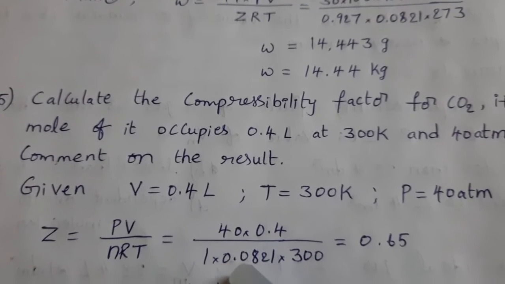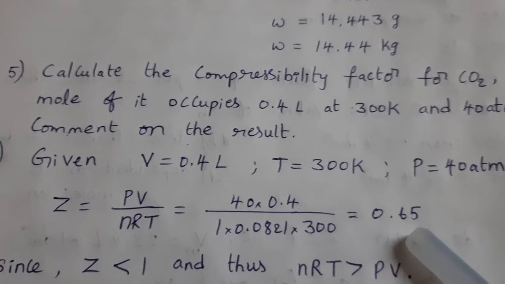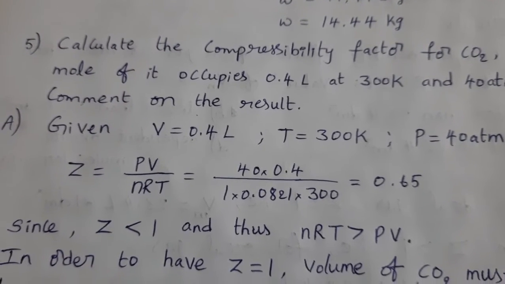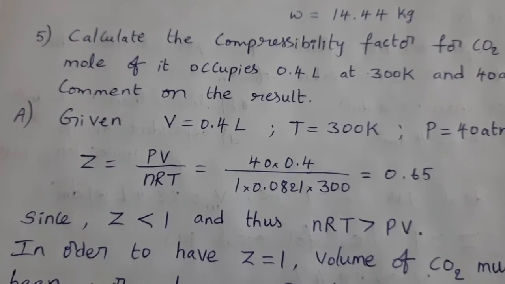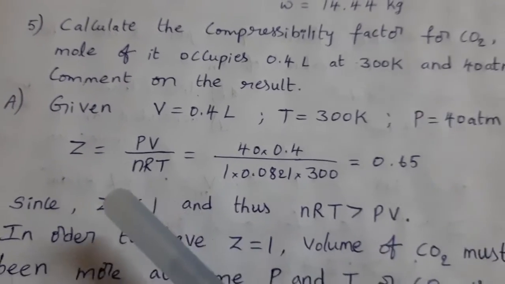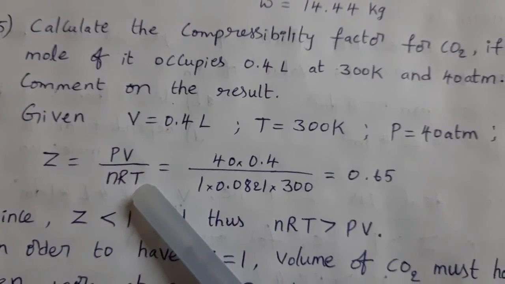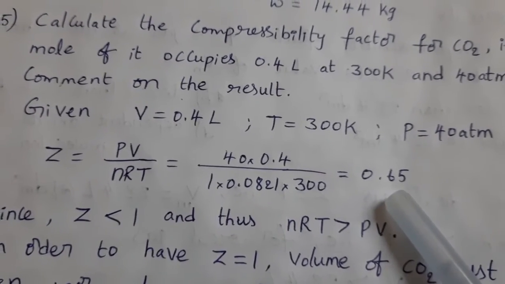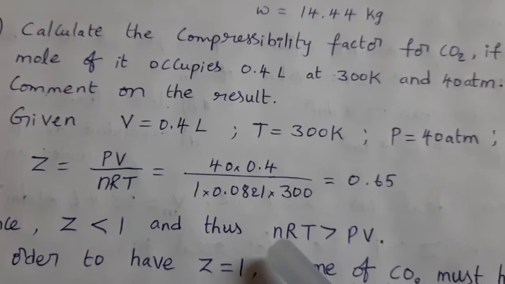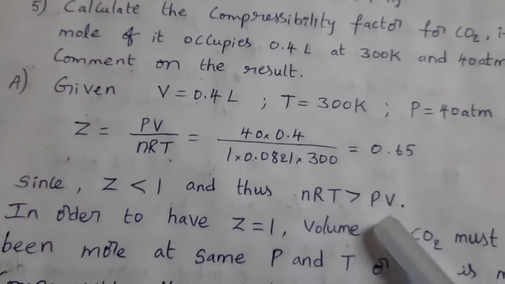Substitute pressure, volume, number of moles, R and temperature. We can get Z value 0.65. Now say this: 0.65 means it is less than 1. Since Z is less than 1, nRT is greater than PV. Z less than 1 means the denominator value is more, then we can get this type of fractions. Fractions means decimal value. So here Z less than 1 implies nRT greater than PV.